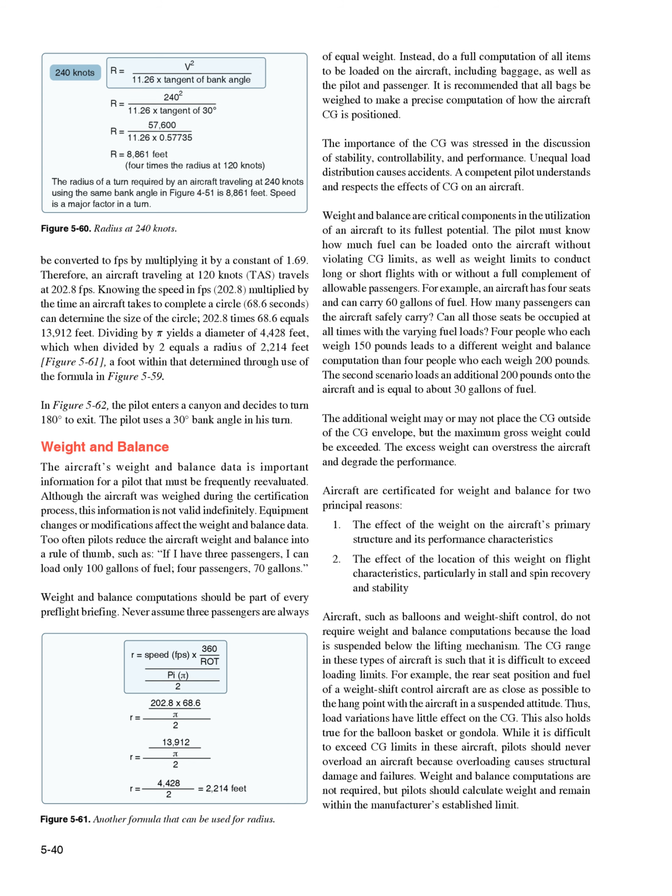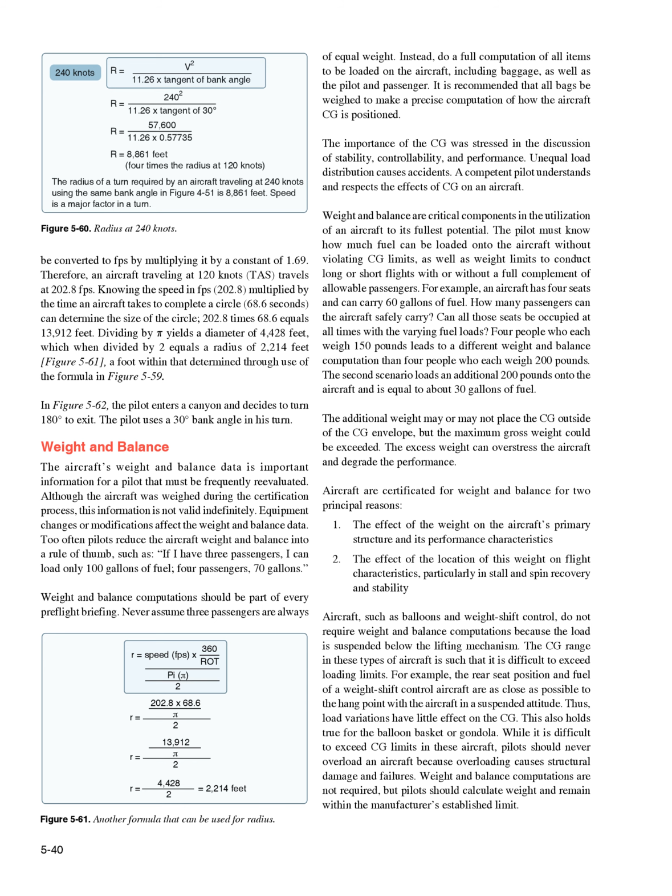gallons of fuel. The additional weight may or may not place the CG outside of the CG envelope, but the maximum gross weight could be exceeded. The excess weight can overstress the aircraft and degrade the performance. Aircraft are certificated for weight and balance for 2 principal reasons. 1. The effect of the weight on the aircraft's primary structure and its performance characteristics. 2. The effect of the location of this weight on flight characteristics, particularly in stall and spin recovery and stability.